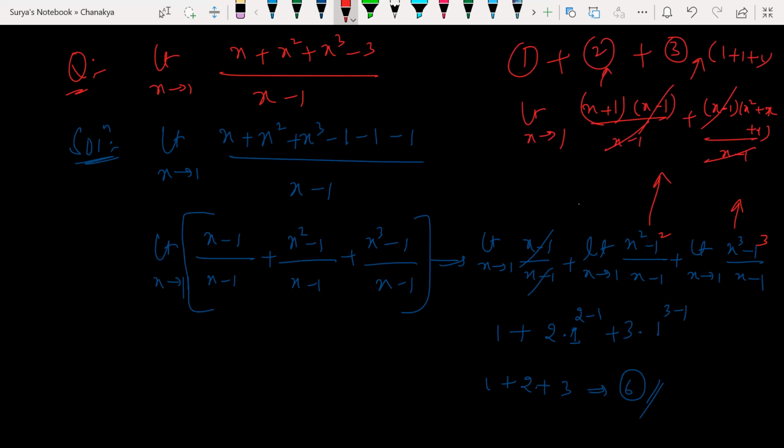But if you're not getting an idea of the standard limit method, you can solve by using the a square minus b square formula and the a cube minus b cube formula. Is it clear with everyone? Any doubts? Any doubt, guys?